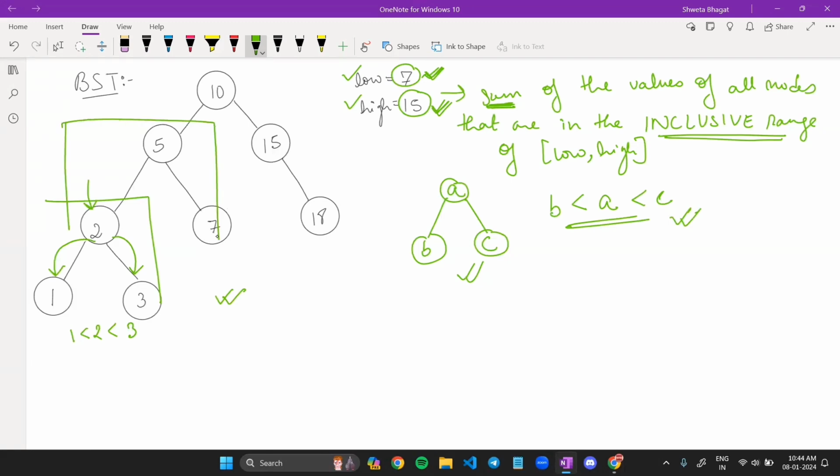Additionally, we can also see over here that the left child of 5 is smaller than it, whereas the right child of 5 is greater than it. Similarly, the left child of 10 is lesser than it and its right child is greater than it. So they are following the property of a BST. Okay. Now, the question is, how are we going to solve this problem?